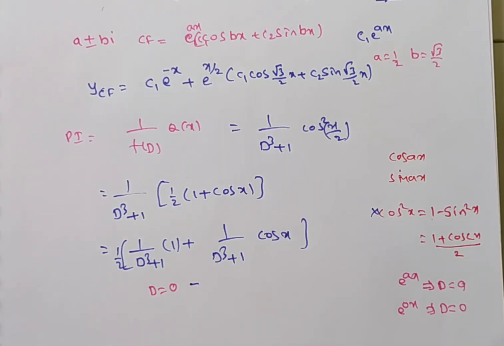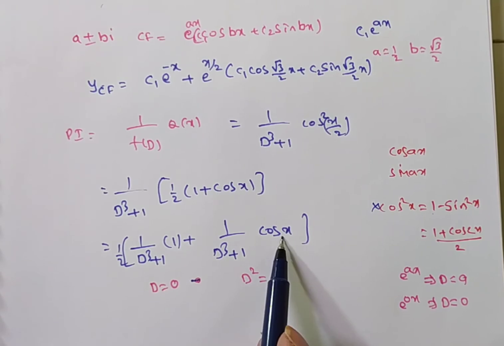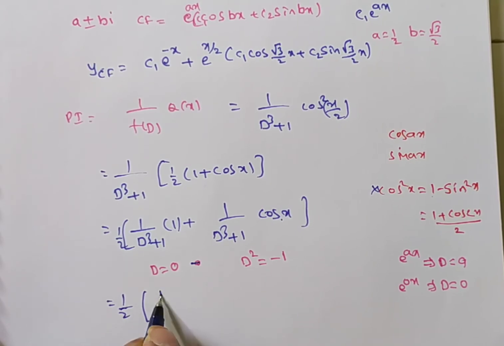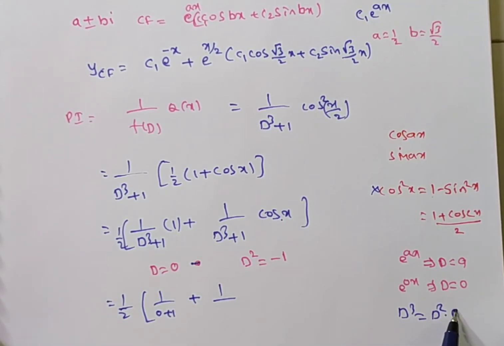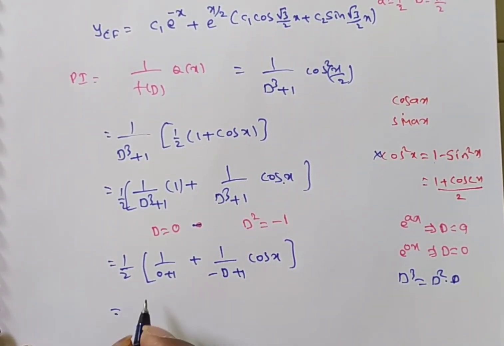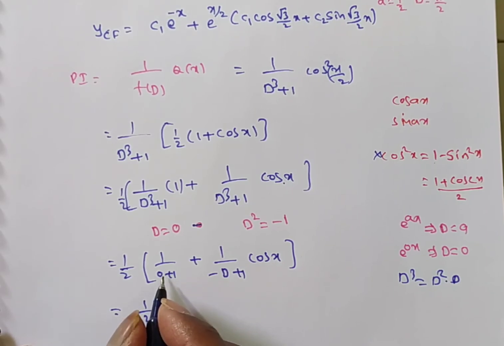Now next, what about the cos x? Whenever you have a cos x, then D square is equal to minus a square we have to replace. So what is a here? You have 1. That is why minus 1 we are replacing. Now this is 1 by 2 times of 1 by 0 plus 1, plus 1 by D cube you can write as D square into D. So this D square I can replace by minus 1. Minus 1 into D means minus D, plus 1 into cos x. Now multiply inside: 1 by 2 into 1 by 1. 1 by 1 means 1. That's it. So 1 by 2 only you will have.